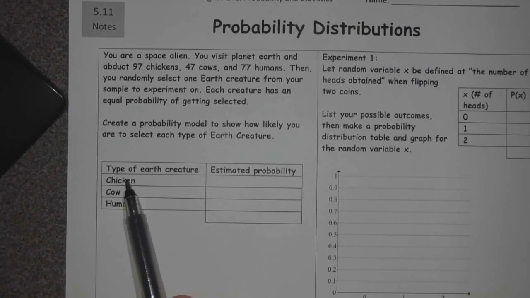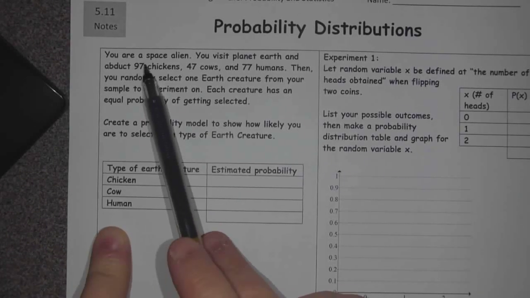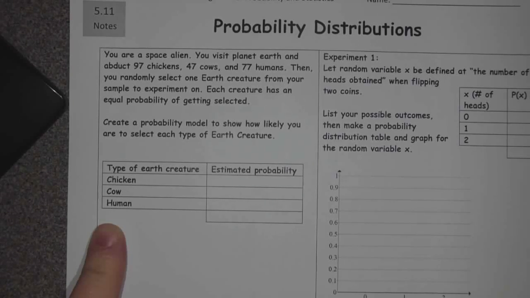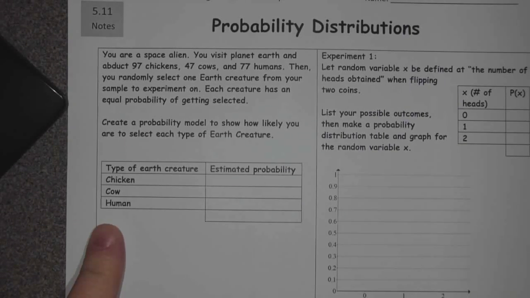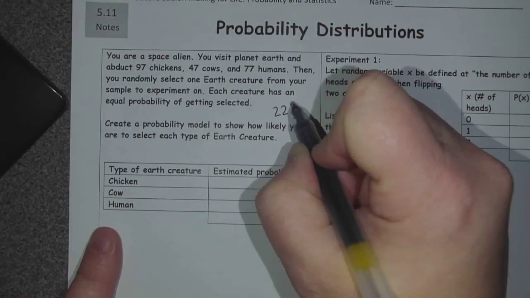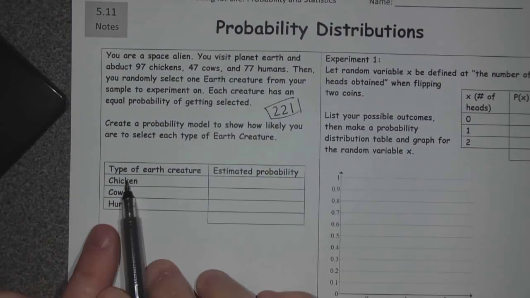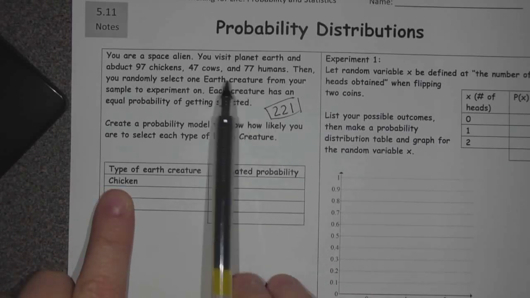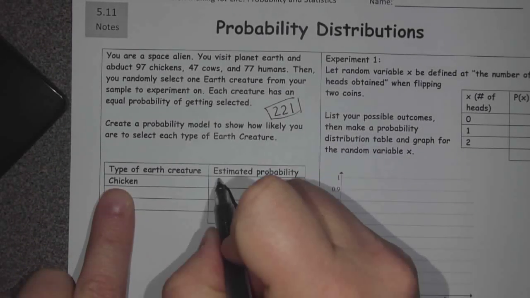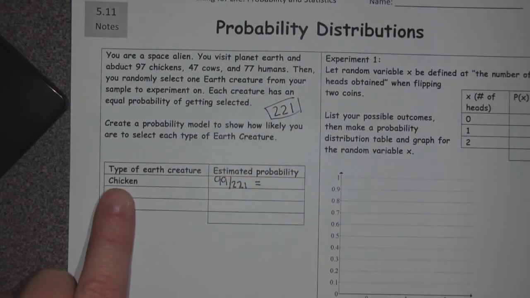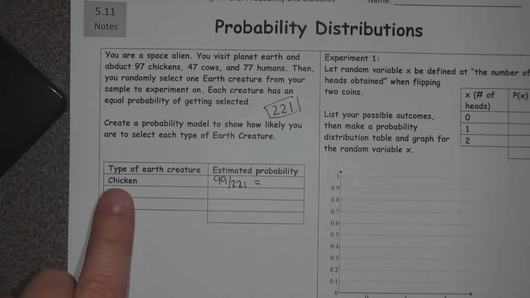First of all, let's find the total number of Earth creatures they took. So do the 97, the 47, and the 77, add those together, and get me that total. 221. I think I agree with you. Yep, 221. So we know there's 221 total that were abducted. So what's the probability of them picking a chicken randomly out of that 221? 97 out of 221. Okay, we're going to go 97 out of 221, and then we're also going to change that to a decimal number. So can you do that as a decimal number for me?